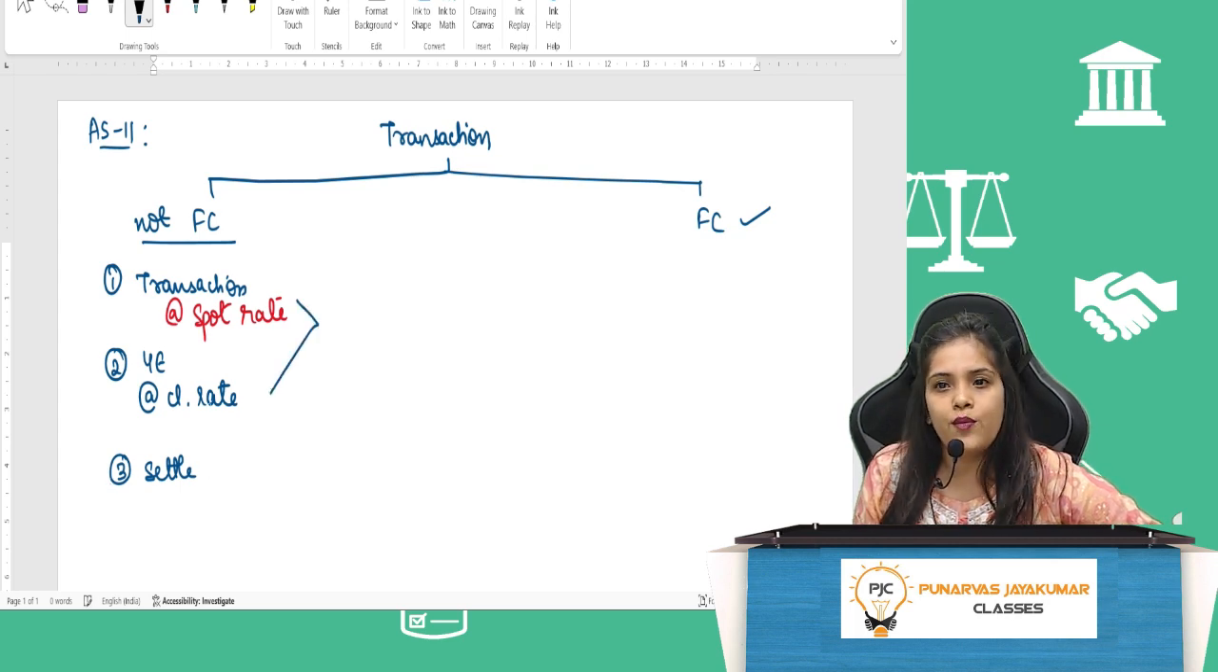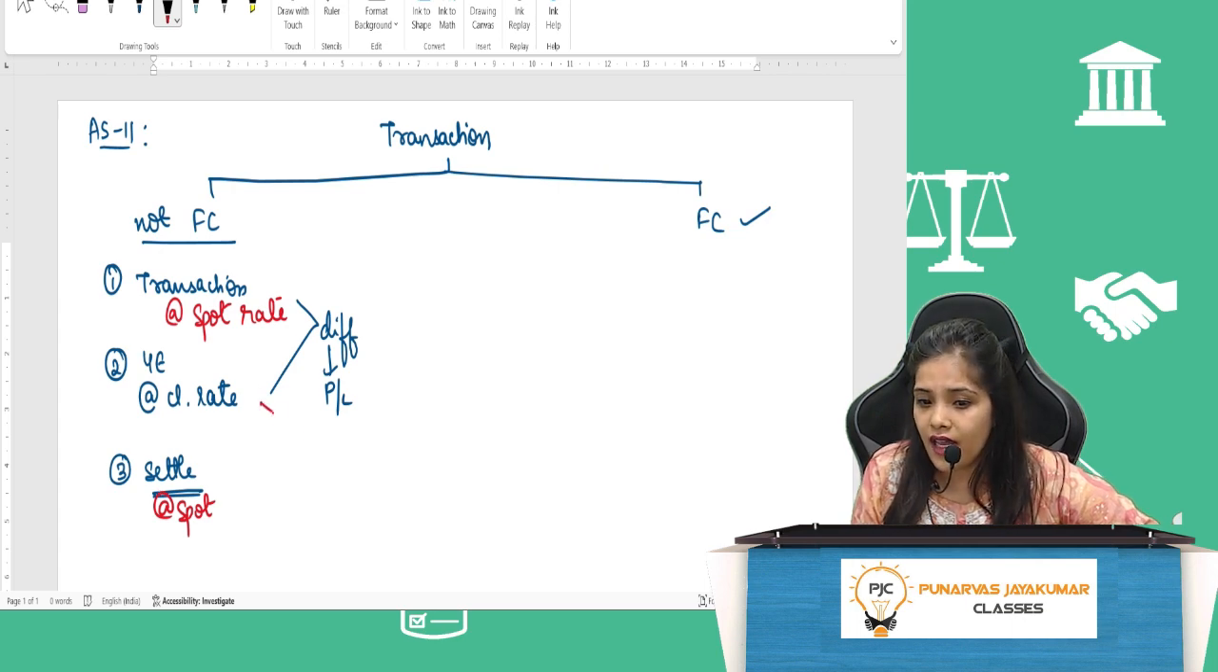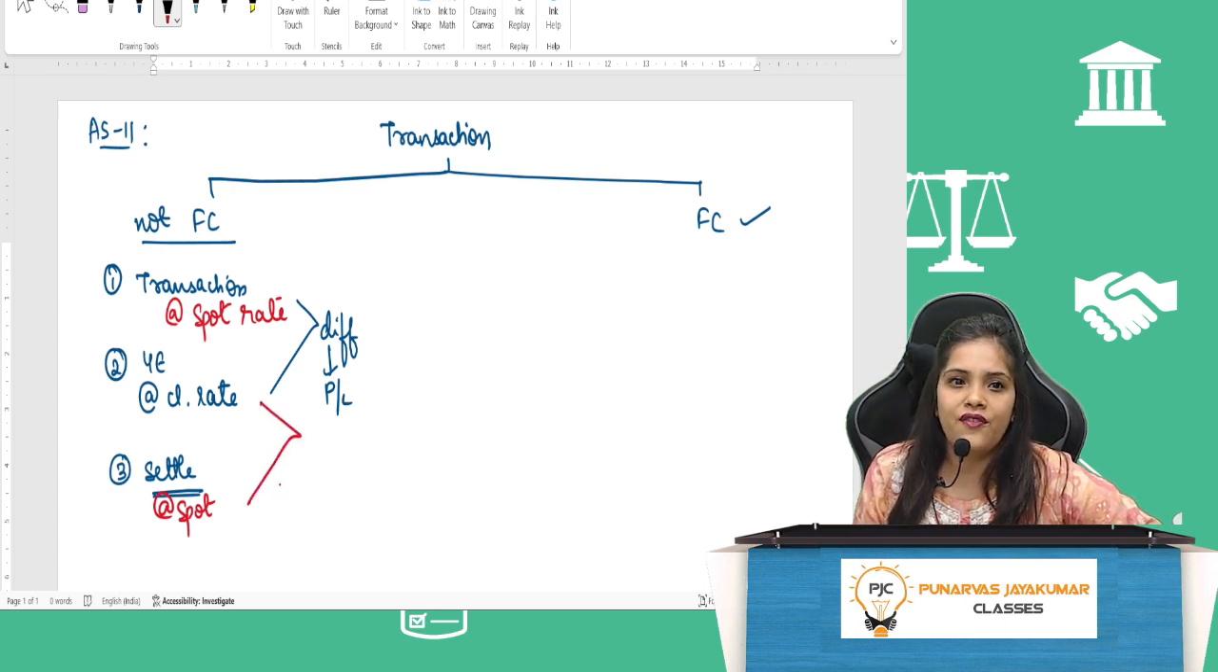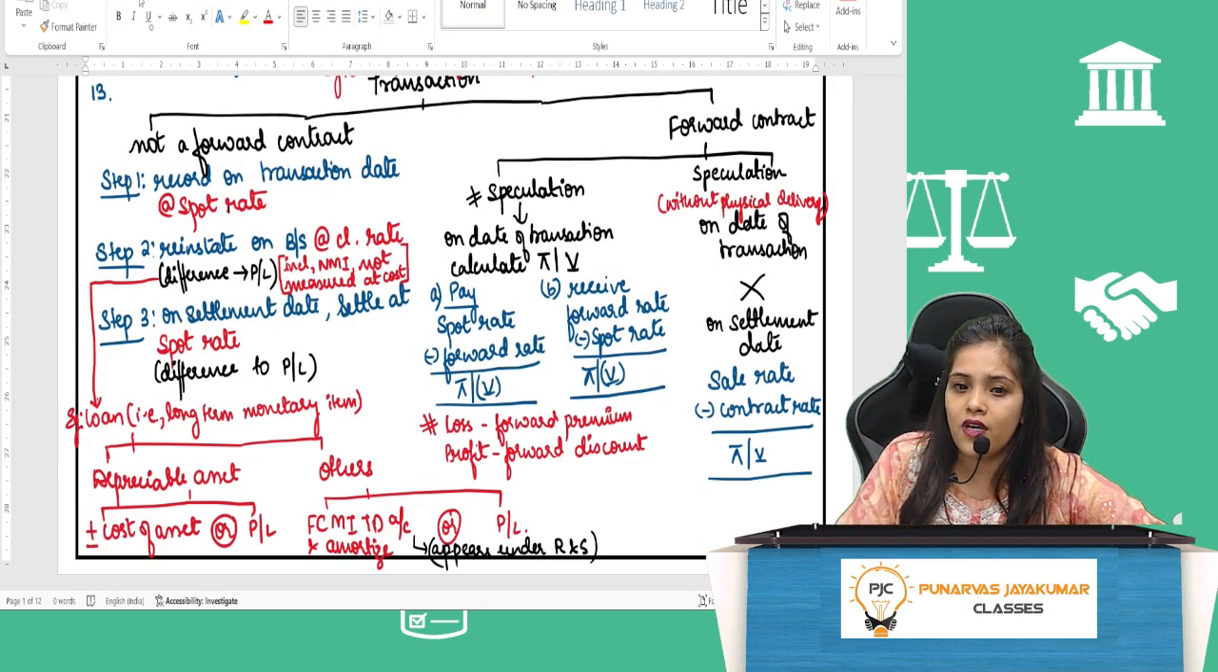So obviously there will be a difference between spot rate and the closing rate. Then the difference will always be charged to P&L. Clear till here? On the settlement date, you will again settle the transaction at the spot rate on the settlement date. Again there will be a difference. That difference will also go to P&L. Clear till here?